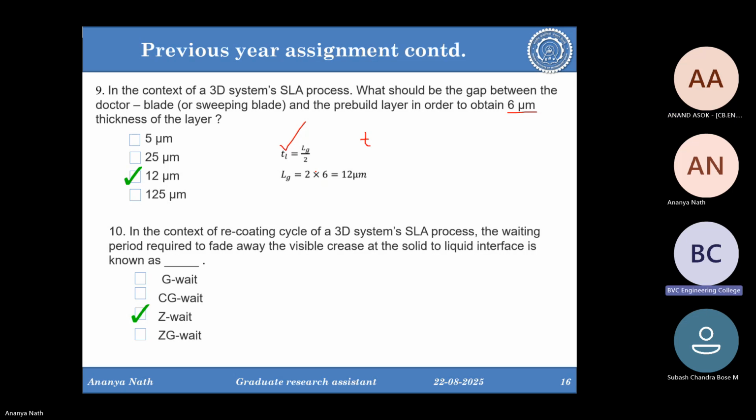Actually, ma'am, only a crease will be there. Any visible crease will be there, I think. So basically, Z wait is there for the resin to settle down. If there is any type of hump like this, it can settle down and it will become as plain as possible.